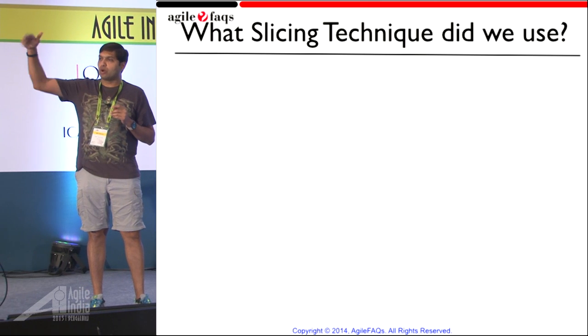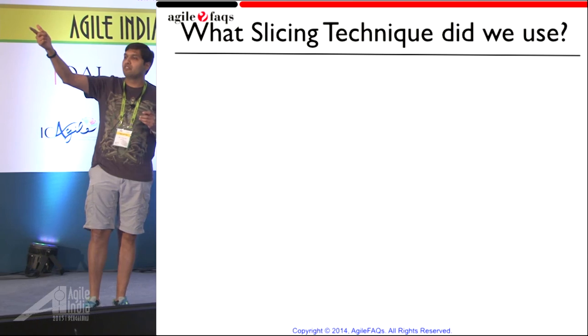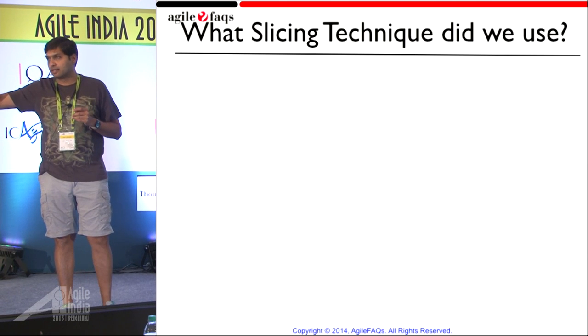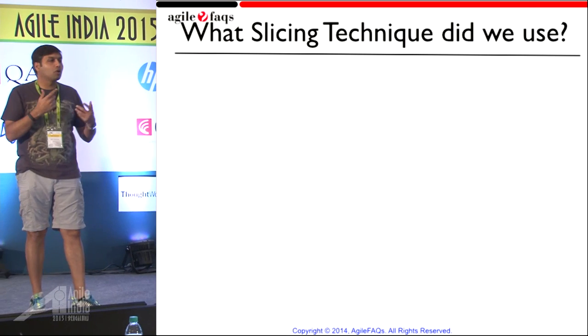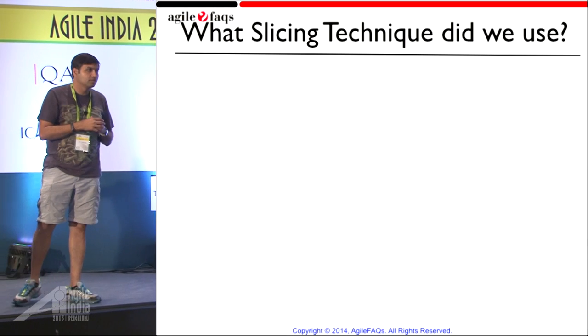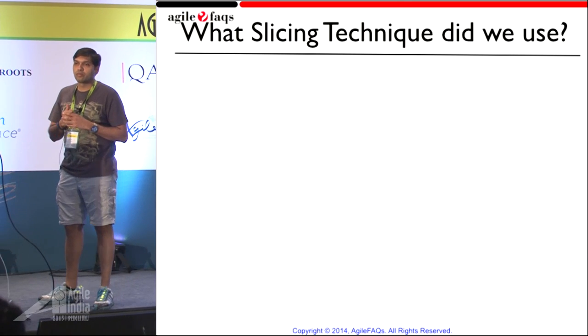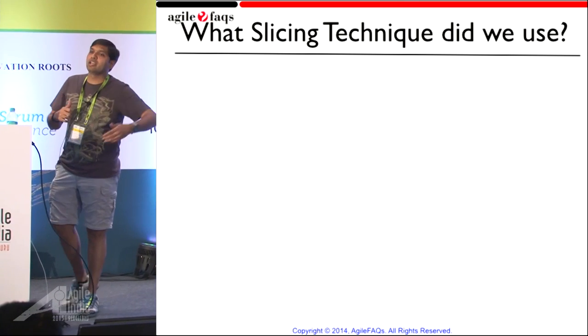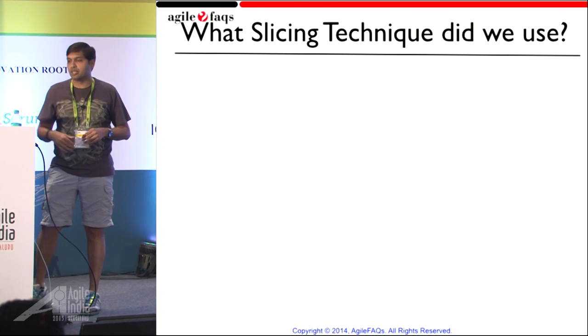But that is always the case, right? All your stories have to be demonstrable, have to be valuable. So that's always the case. User scenarios. Did we go by user scenarios? Again, I'm saying technical angles should always be taken into account, not specific to this case.